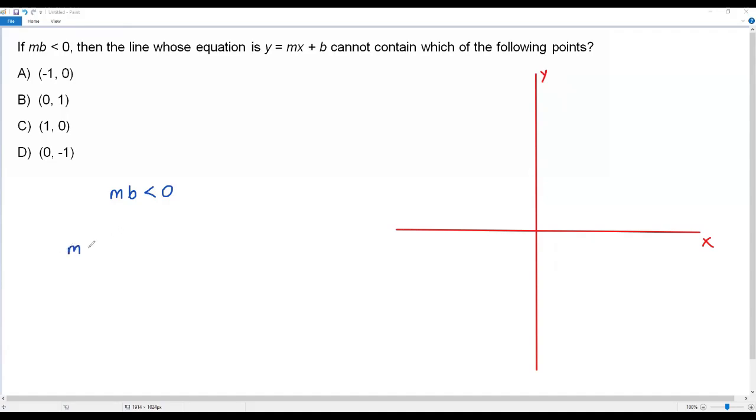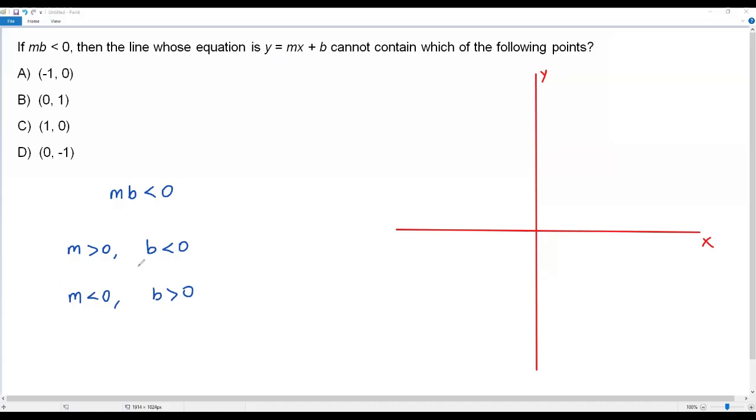If I assume m is positive, that is greater than 0, then b has to be negative, so that when I multiply a positive m and a negative b, the result is a negative value, that is, mb is negative. If I assume m is negative, that is m is less than 0, then b has to be positive, so that a negative value times a positive value will become a negative value. Okay, now we have two conditions. By using the given condition mb less than 0, I get two conditions over here. Using these two conditions, I can sketch the graph of the given line.